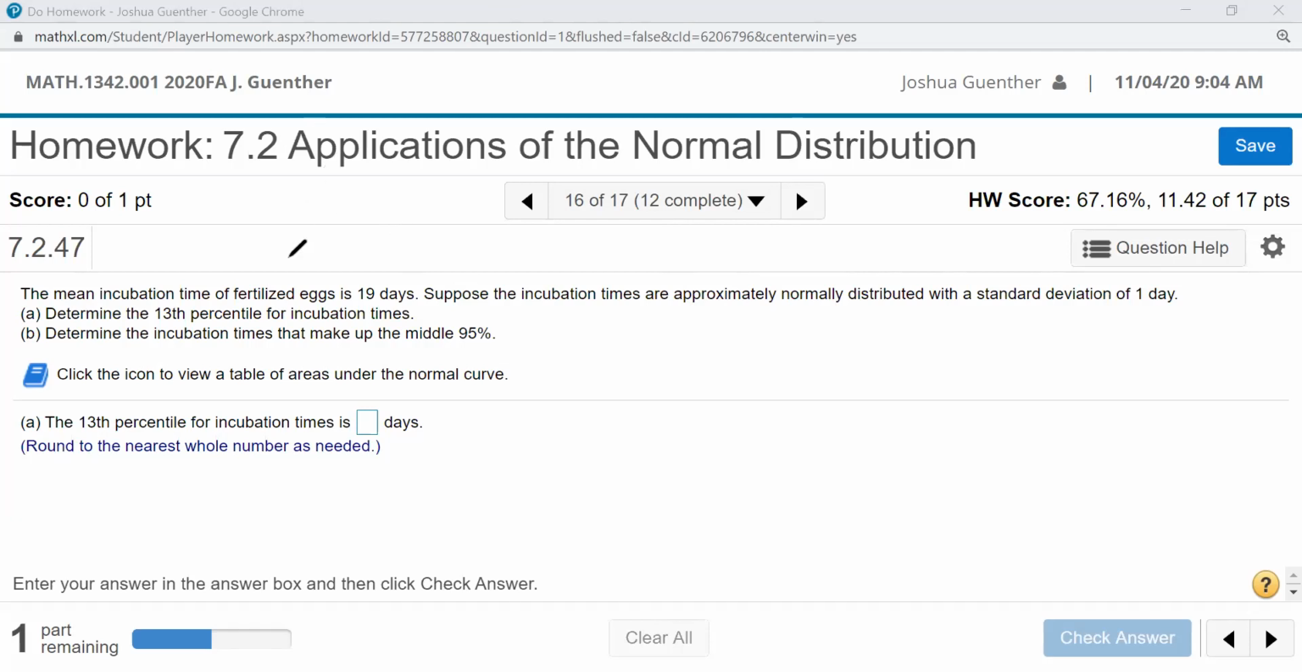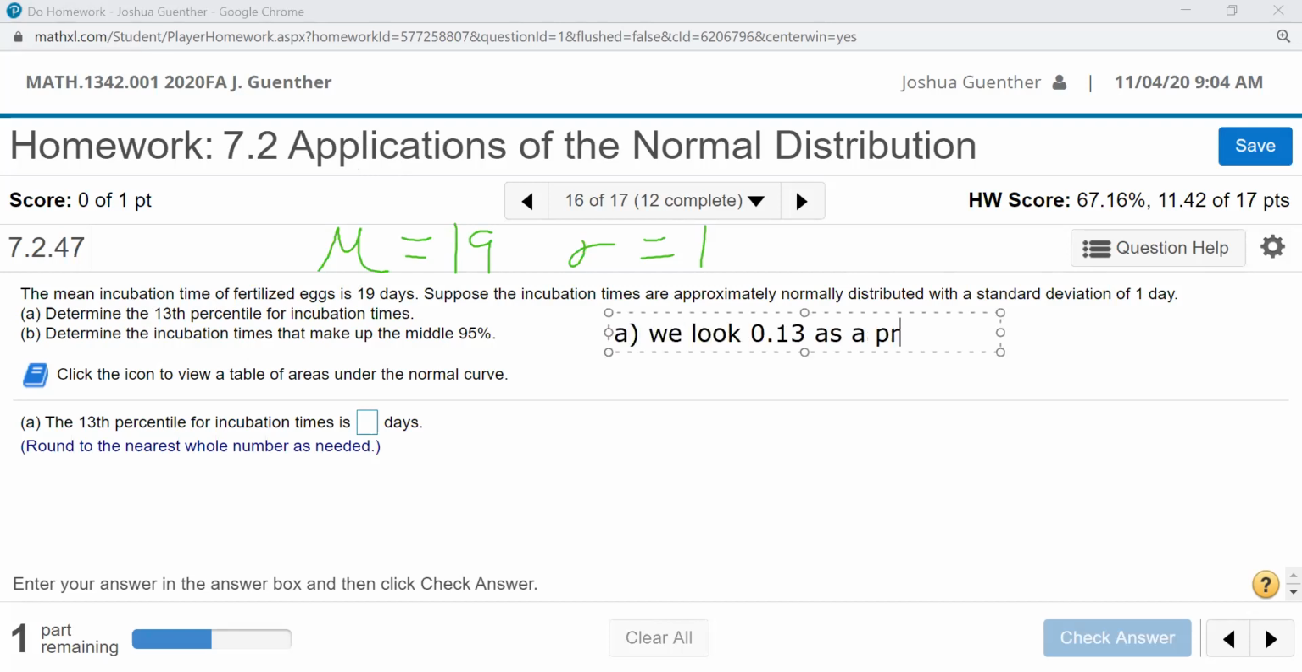We're going to assume a normal distribution with a mean of 19. It straight up tells us the mean is that. The standard deviation, sigma, is 1. It straight up tells us both of those pieces of information. And so now we need to determine the 13th percentile. So for part A here, we look up 0.13 as a probability and find the corresponding z-score for that.